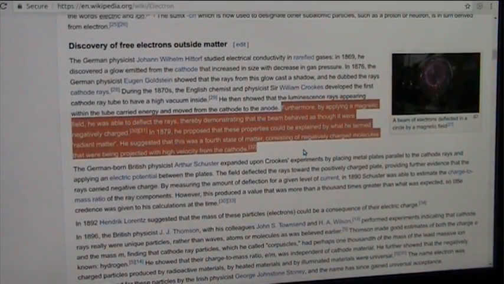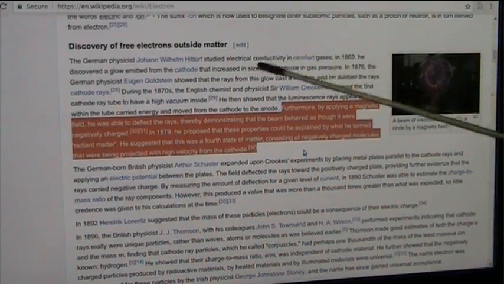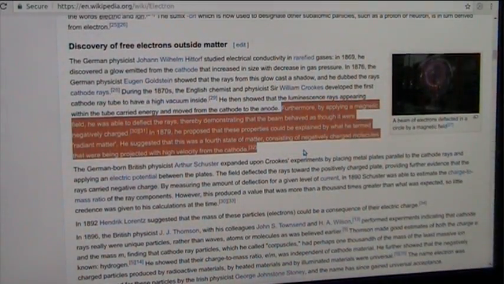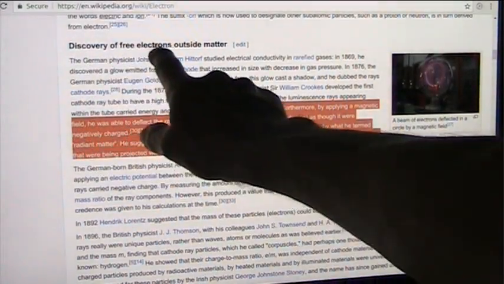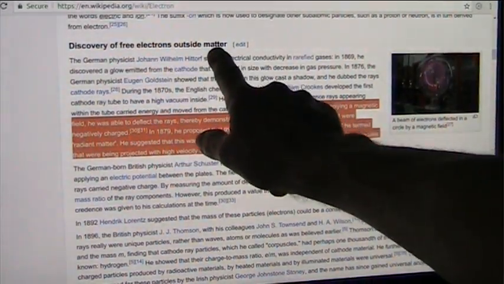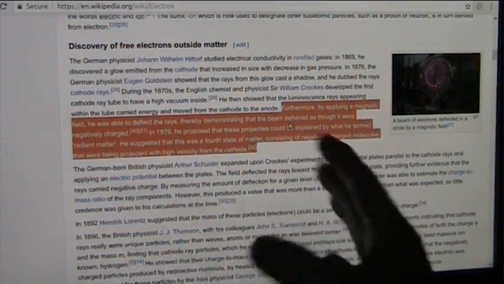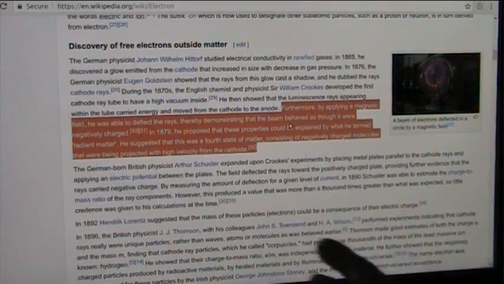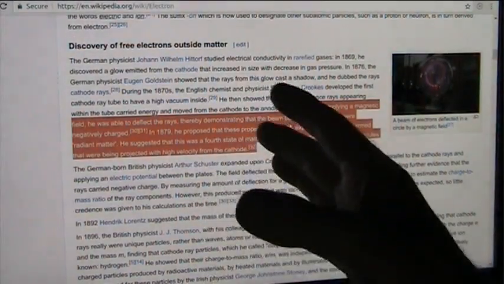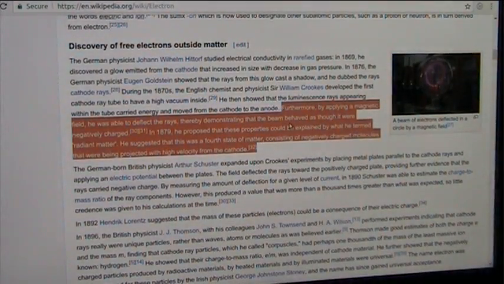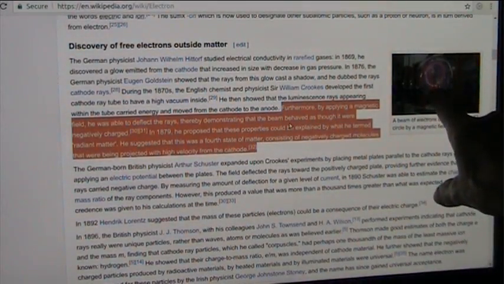It's kind of hard to believe that they just forgot all this stuff, because all of this has already been figured out long ago. This is about the discovery of free electrons outside of matter. Inside of matter, we know there's electrons, no question whatsoever. Outside of matter, are there electrons? Yes, there are. There's static electricity. They're in the vacuum of space, and they create them in these vacuum fields.